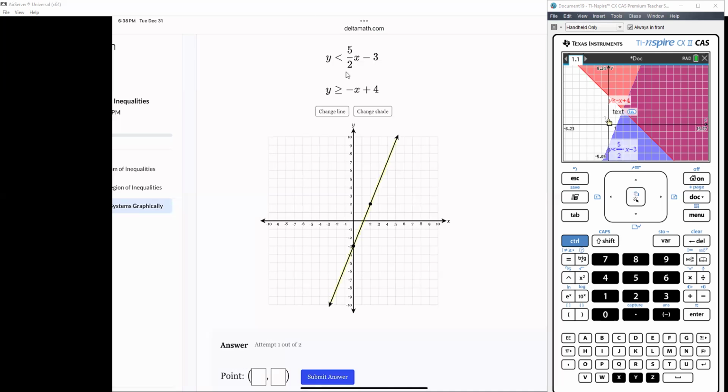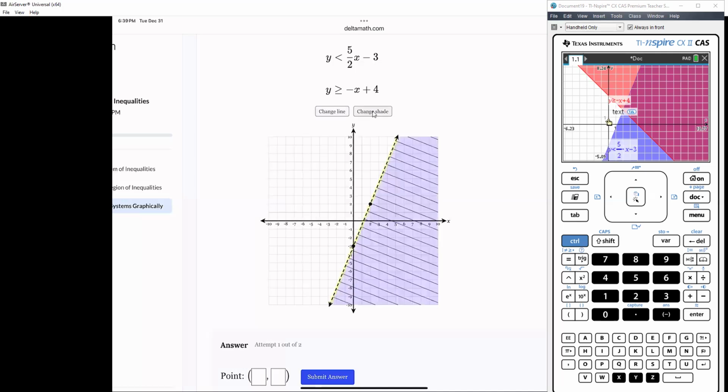For this assignment, you can see that this does not have an equal sign, so you have to change this to a dashed line. So click on this, and now it's a dashed line. The last thing is the shading. This is y is less than, so we're going to shade under the line. If I go here, that's under. This is over, that's under. So that's how you would do the first one. So the first one is graphed.